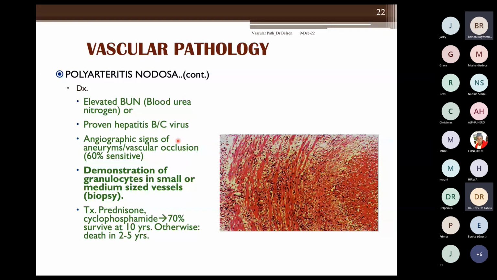So on histology, you must see granulocytes or neutrophils in small or medium-sized vessels on biopsy. So they are treated using prednisolone. These are corticoids, anti-inflammatory corticoids, or cyclophosphamide. But even when they are treated, only 10% recover, and you understand why? Because many organs, including vital organs, are affected. The kidneys are affected, the heart, and so on. So it is very risky. So those who are not treated, they can survive between 2 to 5 years.